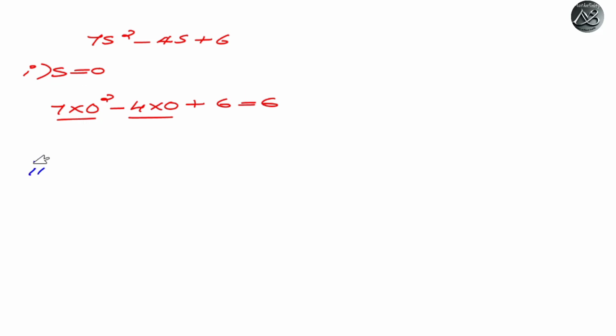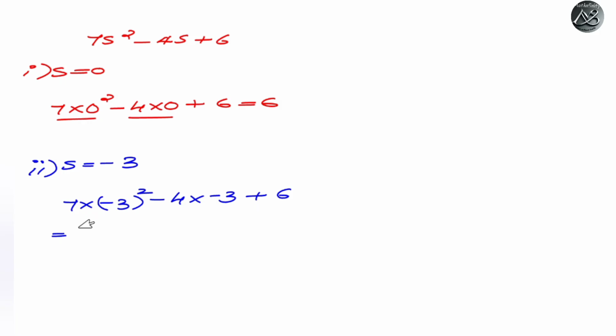Now the second one, when s equal to negative 3. It becomes 7 into negative 3 the whole square minus 4 into negative 3 plus 6. That is 7 into negative 3 square, which is 9. That is 7 nines are 63, plus negative 4 into negative 3 is plus 12, plus 6. So 63 plus 12 plus 6 is 81. So the value of the quadratic polynomial when s equal to negative 3 is 81.